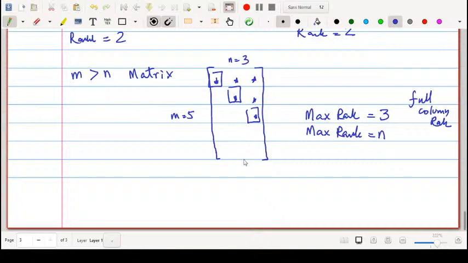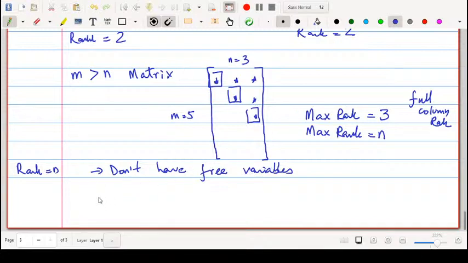The first thing that I can see is if my columns have been exhausted, I don't have free variables. So we don't have free variables in the case when I have maximum rank. When rank is equal to n, I don't have free variables. That's the first thing that happens when you get all of the pivots.